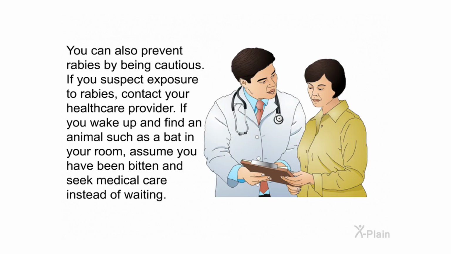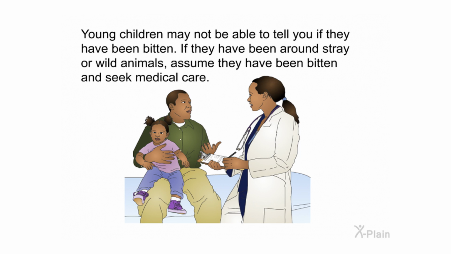You can also prevent rabies by being cautious. If you suspect exposure to rabies, contact your healthcare provider. If you wake up and find an animal such as a bat in your room, assume you have been bitten and seek medical care instead of waiting. Young children may not be able to tell you if they have been bitten. If they have been around stray or wild animals, assume they have been bitten and seek medical care.